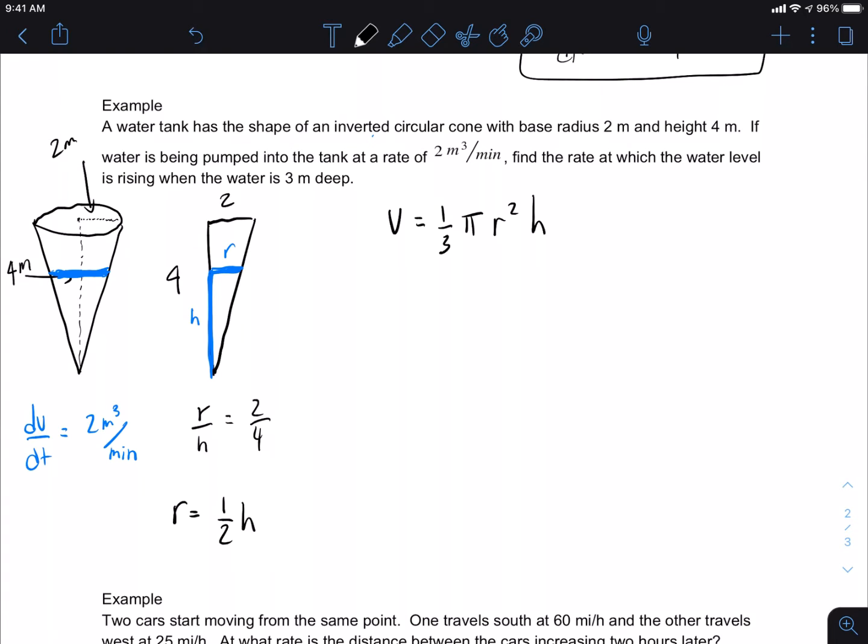All right, so now we have to do the implicit to this. Before I do the implicit, I told you I wanted to get rid of r, because what we're looking for in this problem is the rate of change of the height. So now I'm going to substitute what r is with that 1/2 h. V is equal to 1/3 pi times 1/2 h squared times h. So that should give me 1/12 pi h cubed.